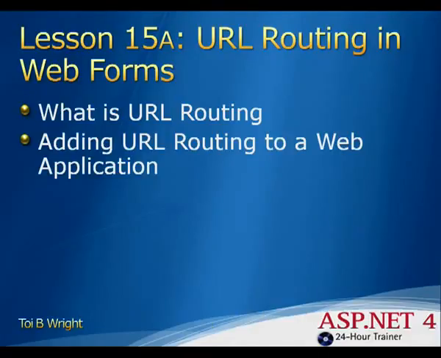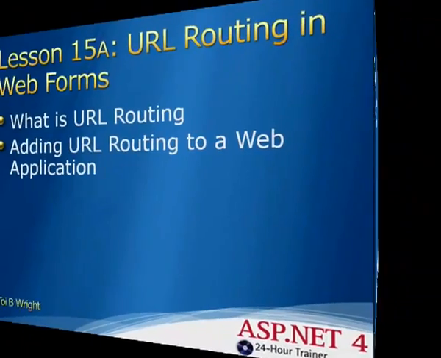Step number 1, add a reference to the System.Web.Routing assembly. Step number 2, import the System.Web.Routing namespace. Step number 3, add a RegisterRoutes method that includes at least one route to the global.asax.cs file. And finally, add a call to your new RegisterRoutes method to the Application_Start method in the global.asax.cs file.